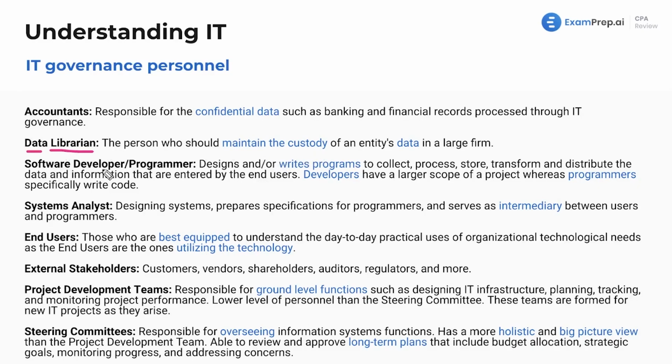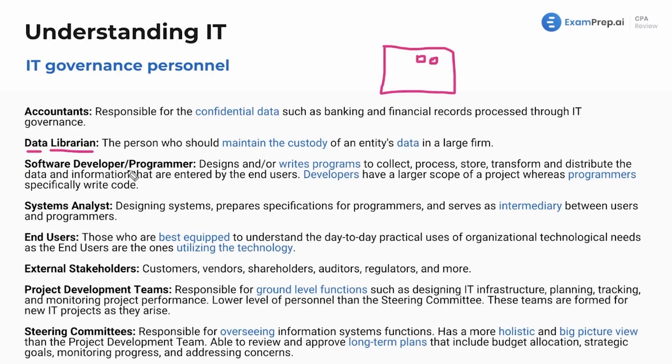What about your software developer or programmer? Well, these individuals design or write programs to collect, process, store, transform, basically do anything with data and information that are entered by the end users. So these developers have a larger scope, whereas programmers specifically write the code. Developers are going to say, hey, we're going to build out this whole website, right? Whereas the programmer might have the function of building out the one page on the website, or that other page on the website.